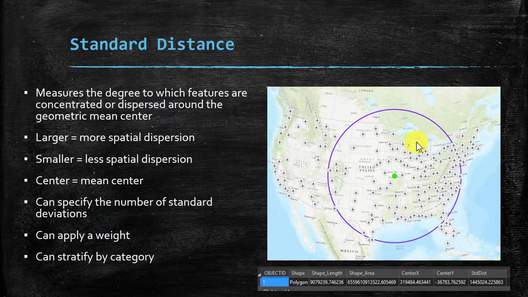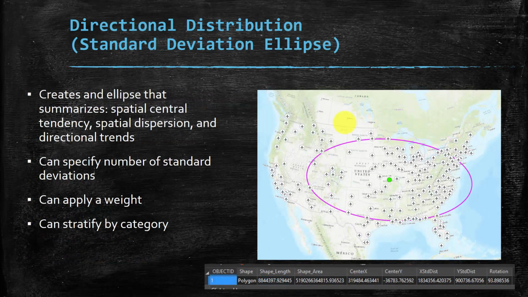So what if the data were more spread out in one direction, say, than another? That leads to the next tool, which is the directional distribution or standard deviation ellipse tool. This creates an ellipse that summarizes spatial central tendency. Again, the mean center will be in the center of the ellipse there. Spatial dispersion, so how large it is, and then the directional trend. Here we can see that the data are more spread out in this direction as opposed to this direction, which kind of makes sense based on the shape of the country.